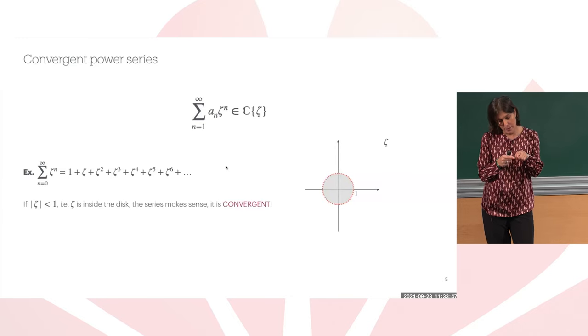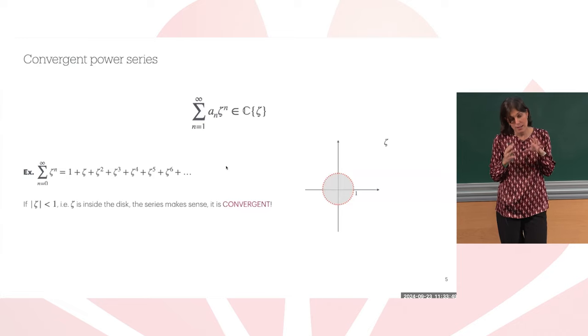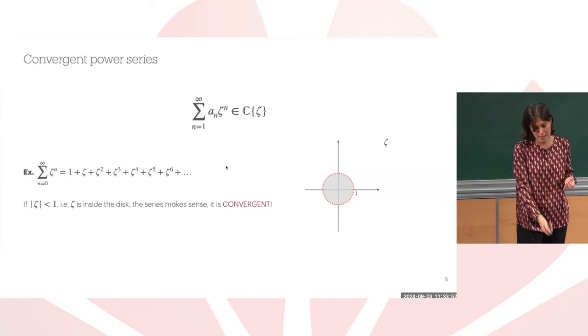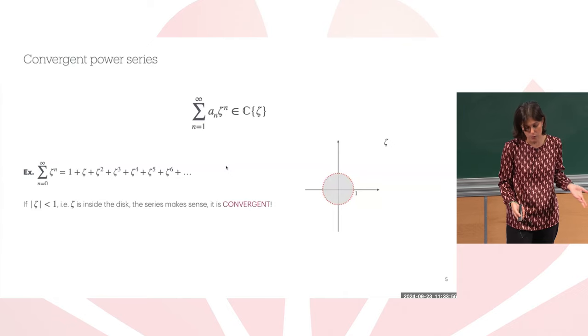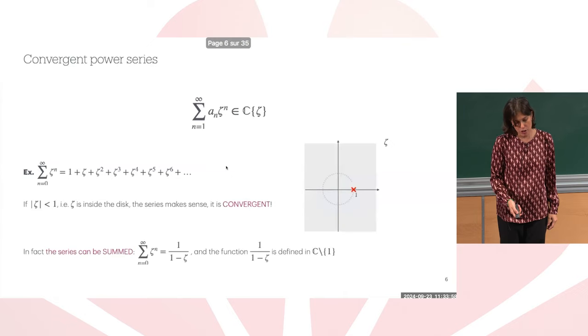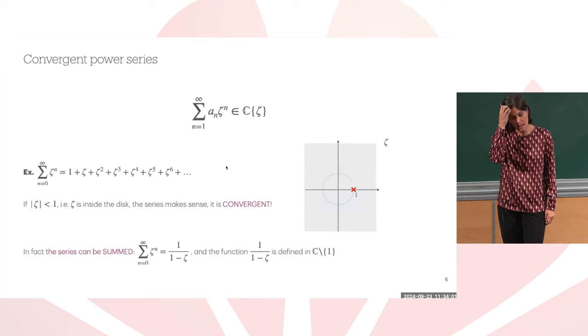And I'm highlighting in red the boundary because this a priori is not allowed. If you take zeta equal to 1 and you sum 1 all the way to infinity, this of course will give you infinity. So it's not convergent. But in fact, we can say even something more.